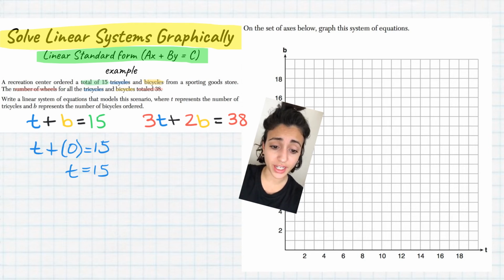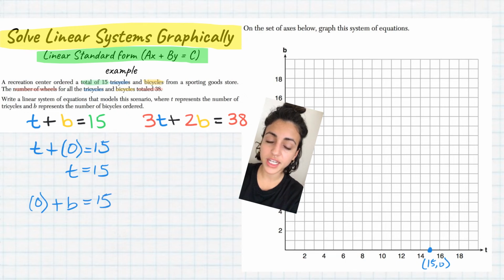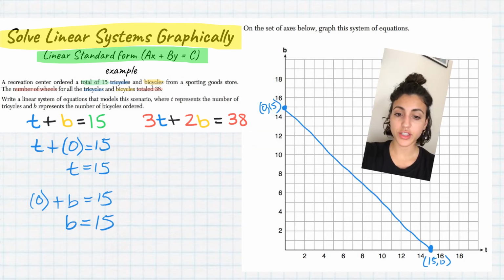So now I can go ahead and plot t equals 15 on my graph, and now I've got one of the intercepts, so this is 15, 0. And now I'm going to do the other one. I've got t plus b equals 15, and this time I'm going to put 0 in for t, 0 plus b equals 15, and again 0 plus b is just b. There's nothing to really cancel out. b equals 15. Okay, so I plotted my intercepts 15, 0 and 0, 15, and I connected the line.